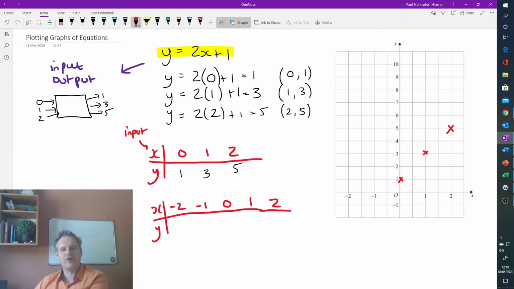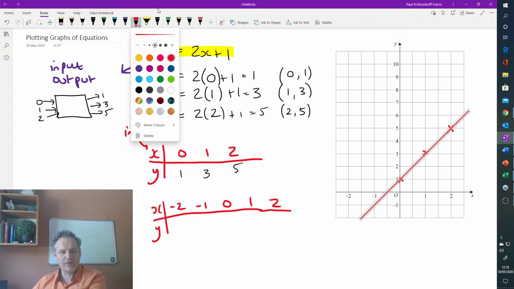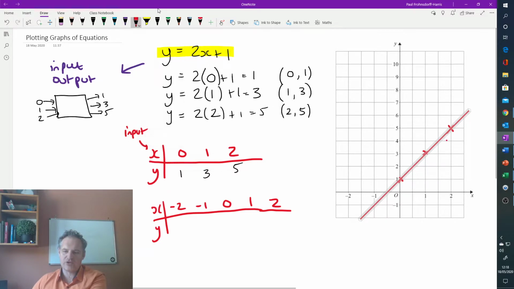Let me show you. If I now add a straight line, this straight line needs to go all the way through all 3 crosses. And the final thing I have to do is write the name of my equation, y equals 2x plus 1, along the line. Notice it does not stop here. It does not stop there. It carries on all the way through the graph, and we have the equation going up it.